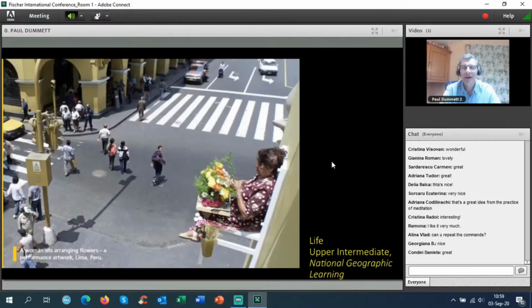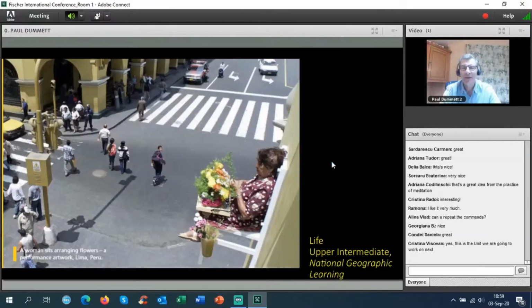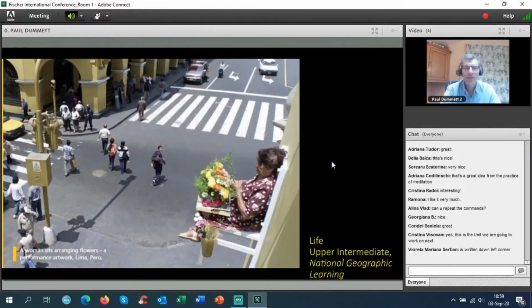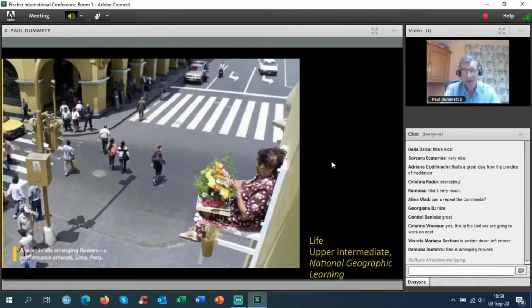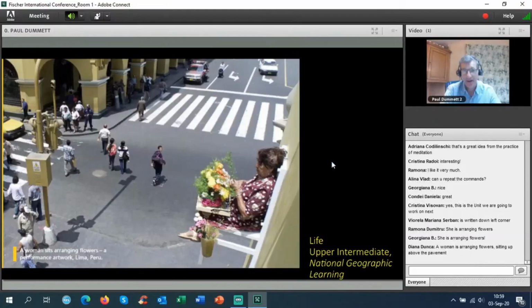So, can anyone see what the woman is doing? So, we're going to do present continuous for everyday activities. Okay, someone says this is the unit we're going to work on next. Fantastic. Good. I'm taking this slightly away from the topic-based thing. It's to teach a little bit of grammar to a lower level, perhaps a B1 level.